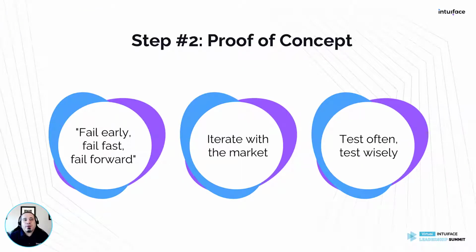Now, second step in the product journey, the proof of concept part. First, fail early, fail fast, and fail forward. As this well-known advice explains, it's important to find what works and what doesn't. With the power of Intuiface, you can iterate quickly, finding the proper components and structure for your product without spending hours coding or waiting for someone to code for you.